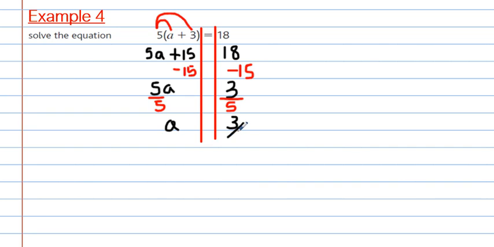In the exam, you are allowed to leave your answer as a fraction, or you could change it to decimal if it's easy. 0.6. But 3 over 5 will be accepted in the exam for 4 marks. Okay. Next example.